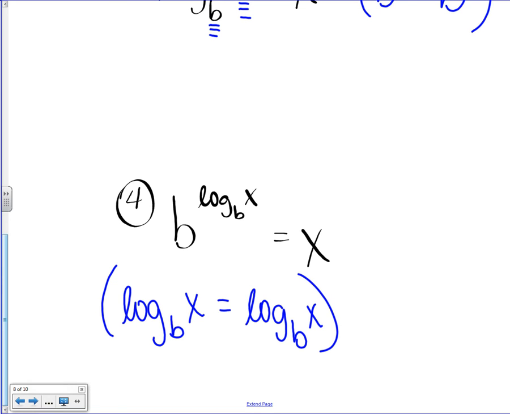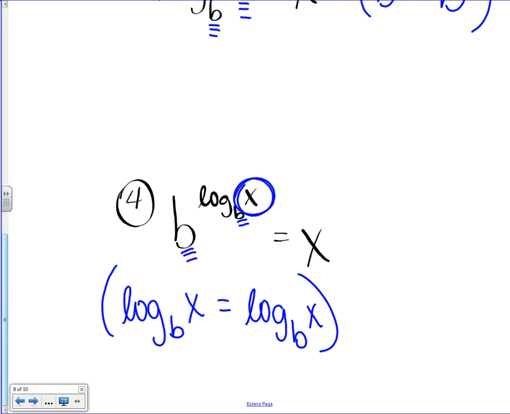And this is just from yesterday, how we were turning things from logs to exponents and from exponents to logs. Well, you can see, of course, these two things are equal. So what does this mean? If you have a base b raised to a power of a log of base b, all that you're left with is what you're taking the log of, which is x.